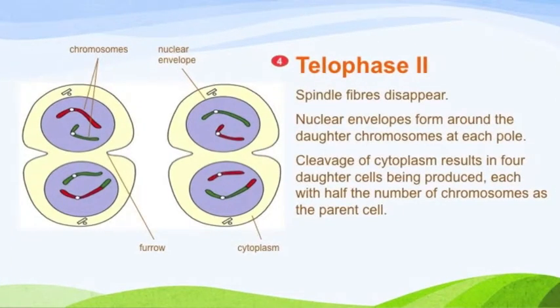Finally, at telophase II, the spindle fibers disappear. The nuclear envelopes form around the daughter chromosomes at each pole. The cleavage of cytoplasm will result in 4 daughter cells being produced, each with half the number of chromosomes as the parent cell. Take note that we use the term haploid to describe cells with half the number of chromosomes as the parent cells. Okay?